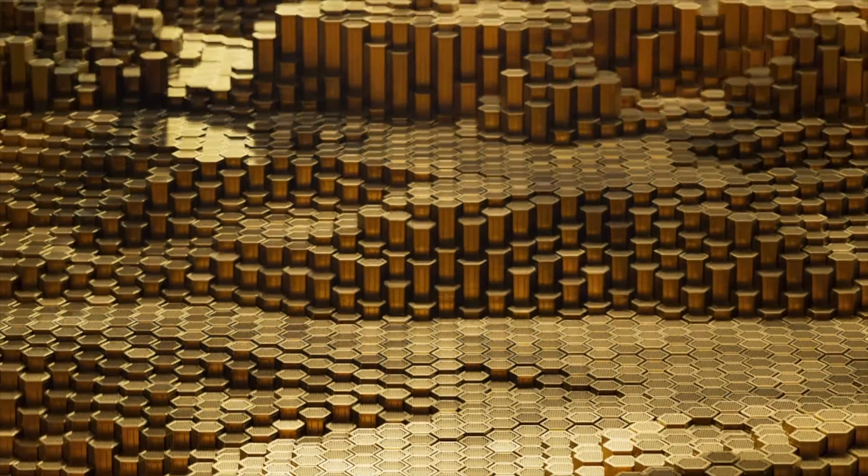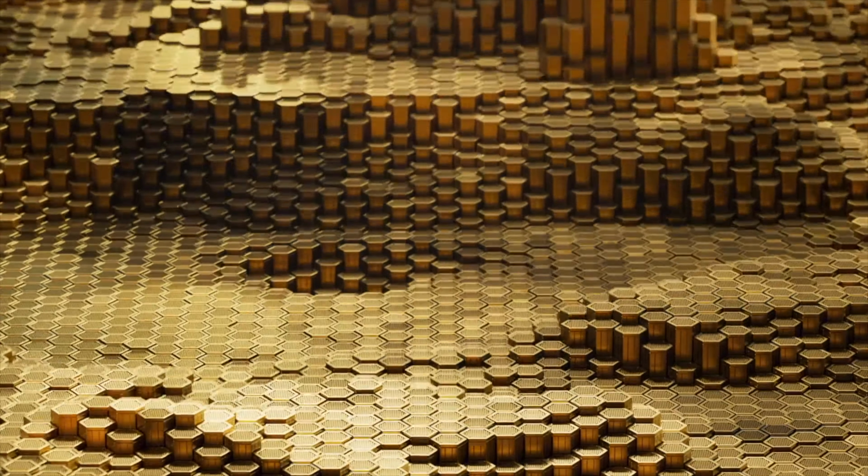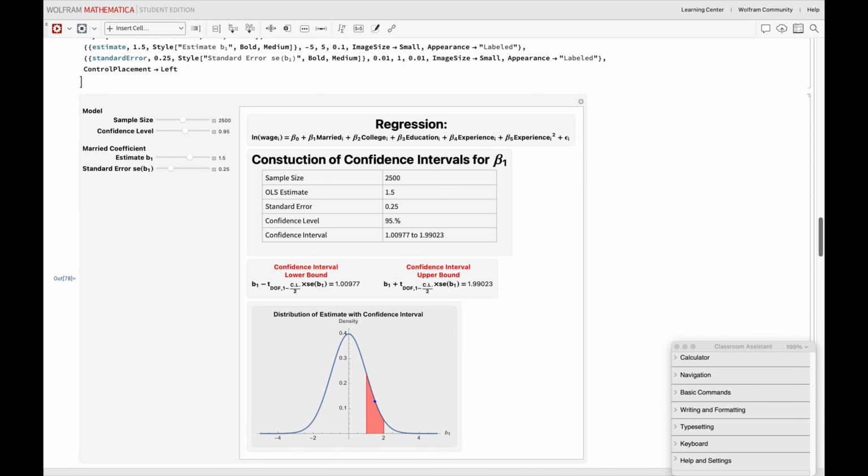A 95% confidence interval does not mean that the true parameter has a 95% chance of lying within the range. Instead, it means that if we were to sample over and over again, we expect about 95% of our constructed intervals to contain the true parameter. So, if our interval for the effect of marriage on wages is 1.00977 to 1.99023, we are suggesting that we are 95% sure that the true effect of marriage on wages is somewhere between that range for an increase, while considering other factors constant.